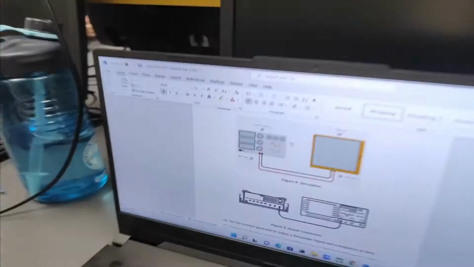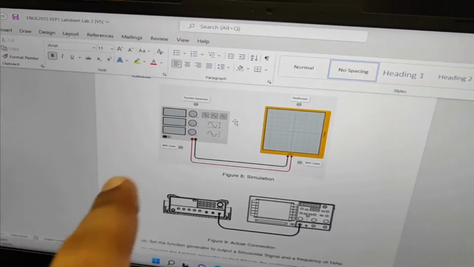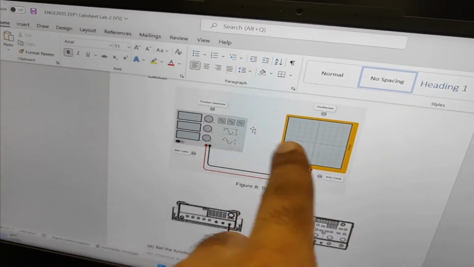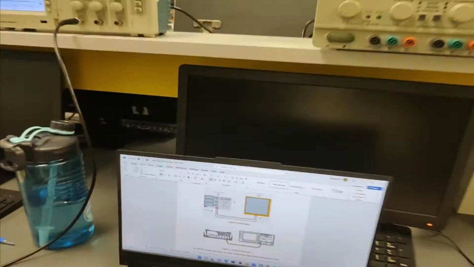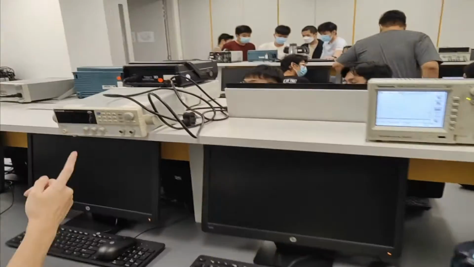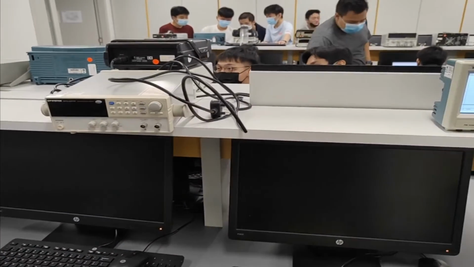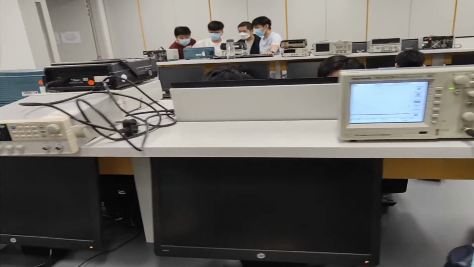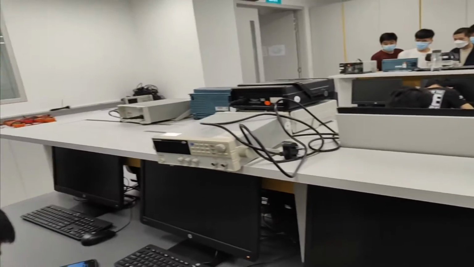So first experiment is this. We need to connect the oscilloscope. We need to connect the function generator with the oscilloscope. So the function generator is this one. Yeah, that one should be connected with the oscilloscope.